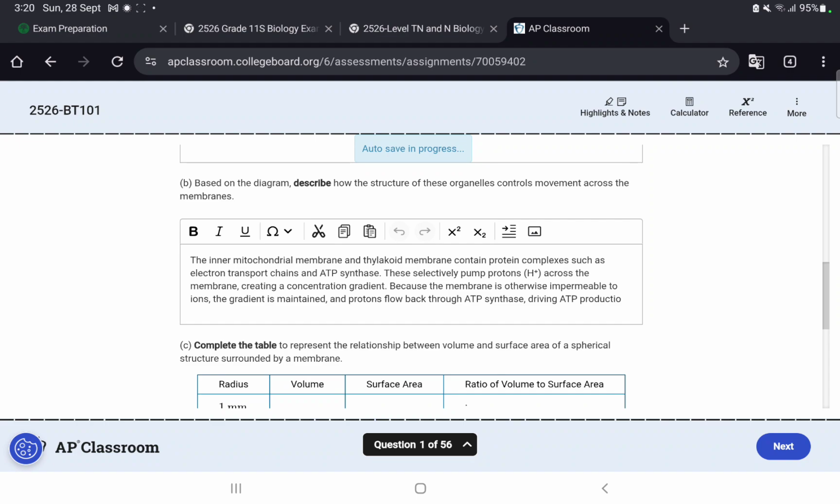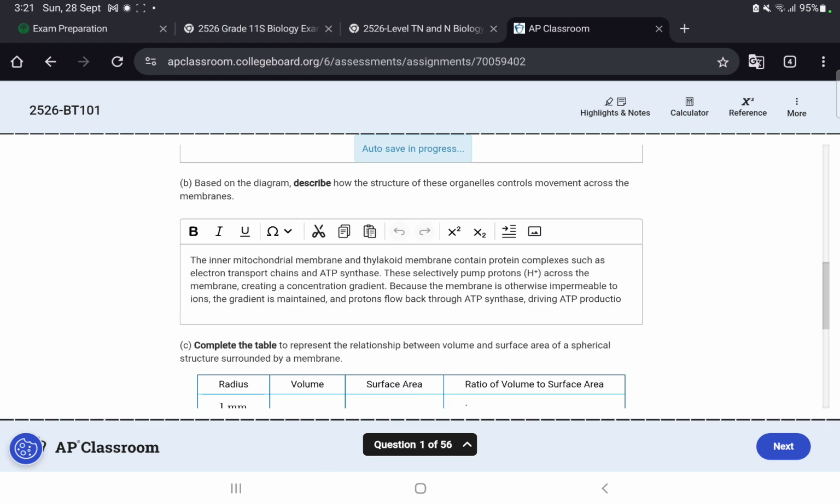How can we make that simpler? The inner mitochondrial membranes and the thylakoid membranes in the chloroplast selectively pump protons, the H+, across the membrane, creating a concentration gradient. It pumps the H+ from a place of high concentration to low concentration, because the membrane is otherwise impermeable to ions.